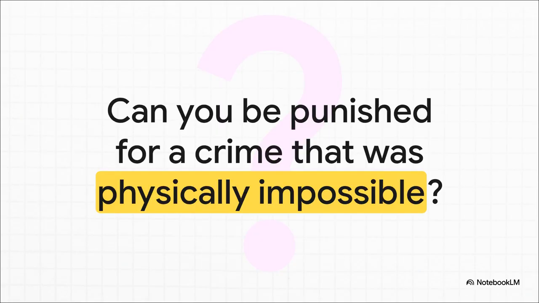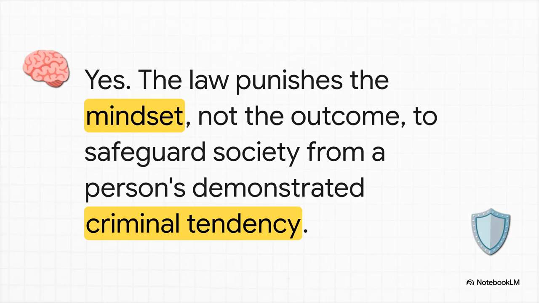All right, now for a real head-scratcher. What if your plan was just doomed from the very beginning? Can you actually be punished for a crime that was physically impossible to complete? Like, what if you try to poison someone with what you think is a deadly chemical, but it turns out to be just regular table sugar? And the answer is a huge, resounding yes.